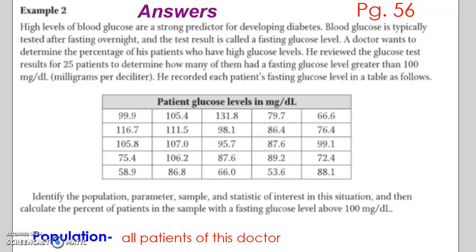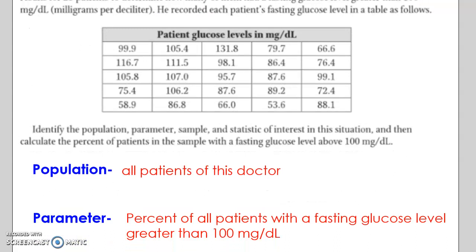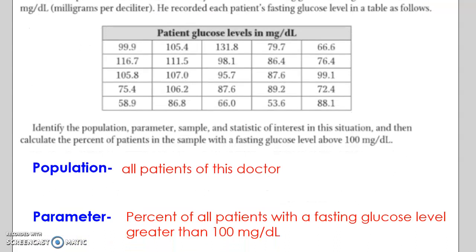Alrighty. So let's see how you did. The population is all of the patients that this doctor sees. Hopefully this doctor sees more than just 25 patients. Okay, the parameter would be the percent of all of the patients with a fasting glucose level greater than 100 milligrams per deciliter.